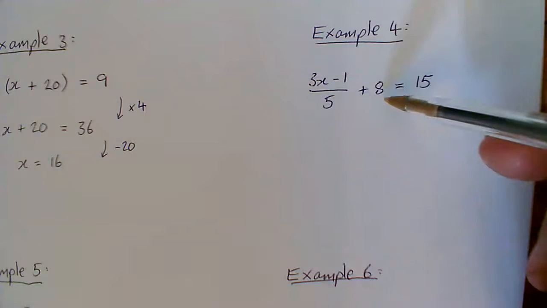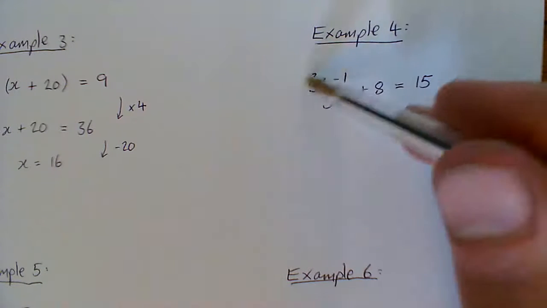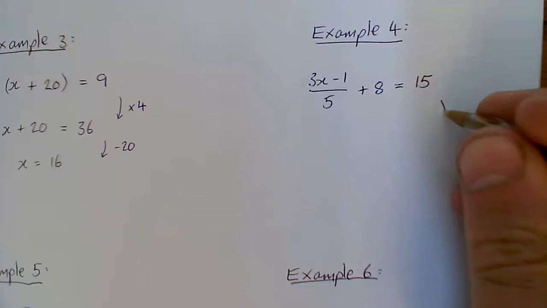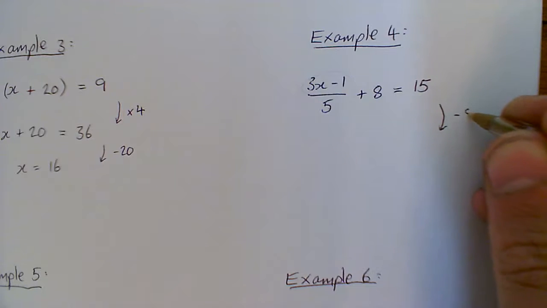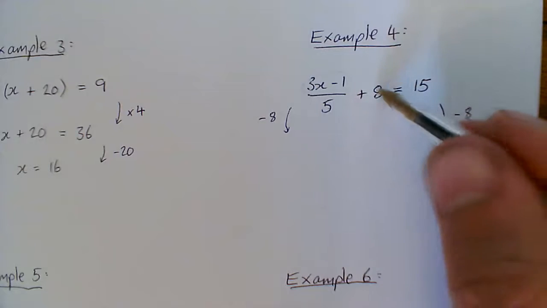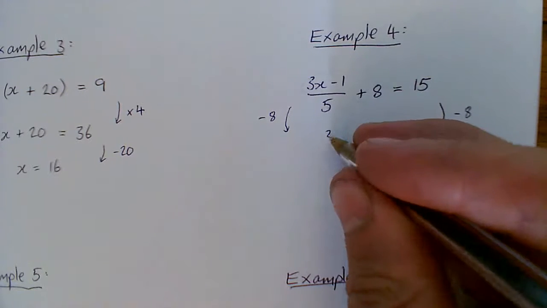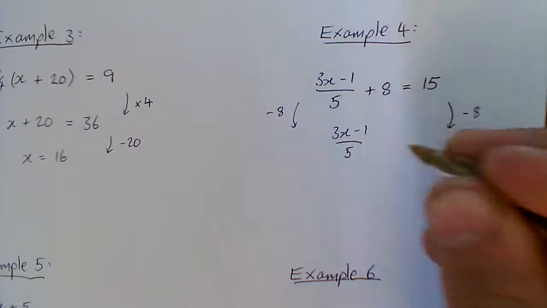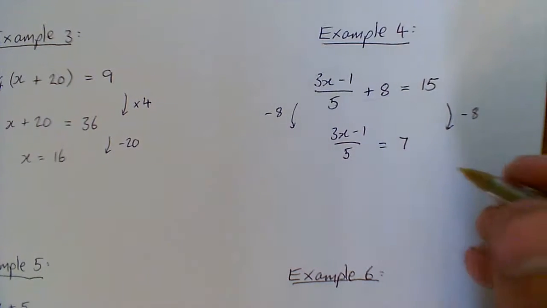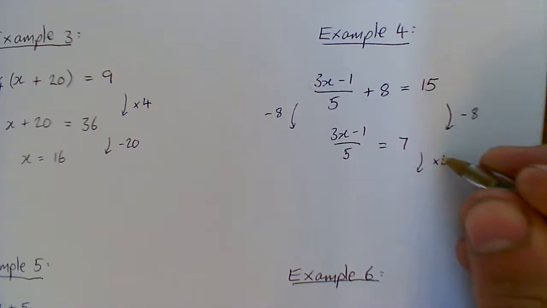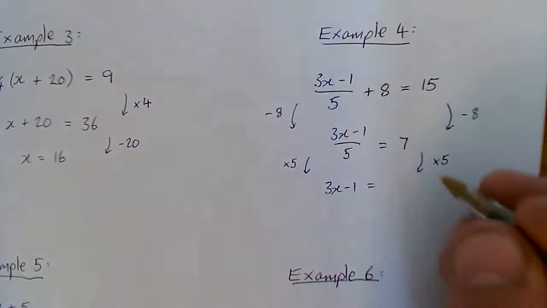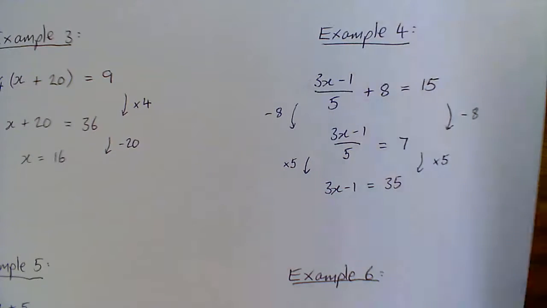This one, we've got to be quite careful because it's the 3x minus 1 that is divided by the 5. Then we're adding the 8, and that's equaling 15. A nice way to deal with this is to take the 8 off both sides first. Because that 8 is not divided by the 5, we can take it off both sides. So we have 3x minus 1 over 5 equals, and we're taking that 8 away, 15 take away 8 is 7. We're then timesing both sides by 5. So we end up with 3x minus 1 equals 35.